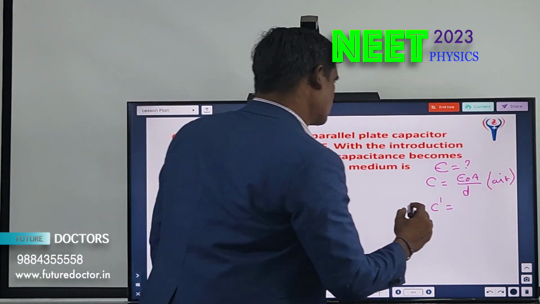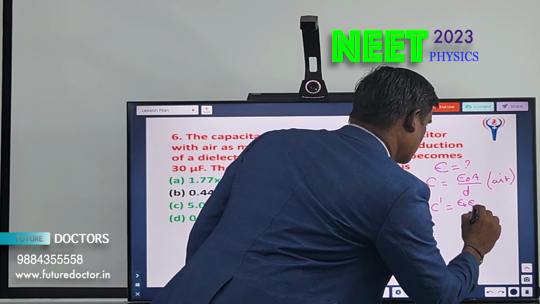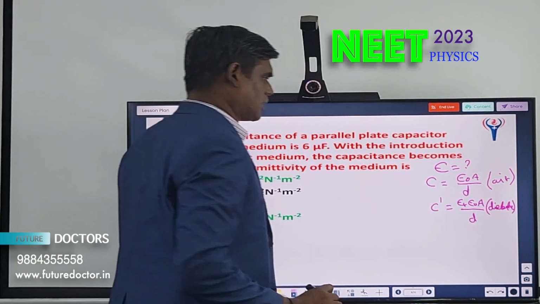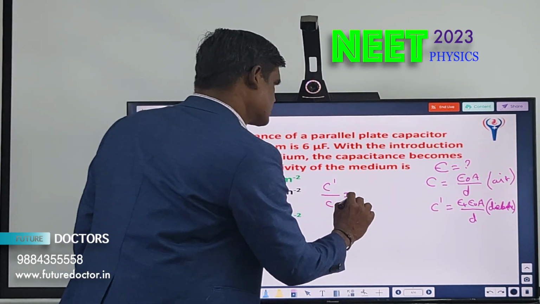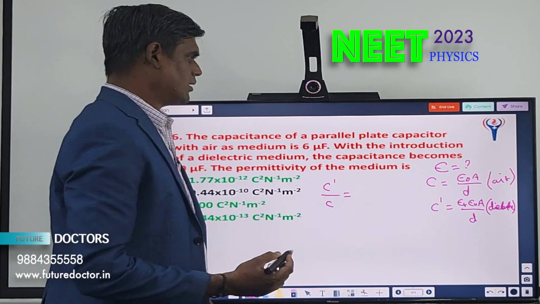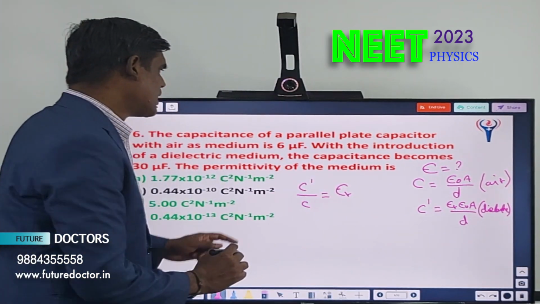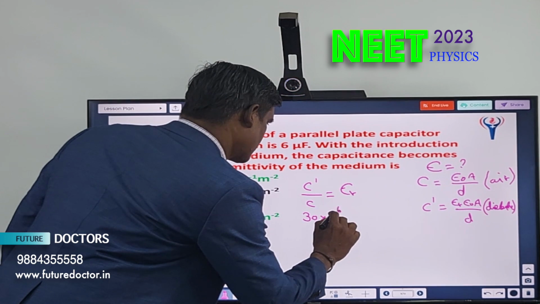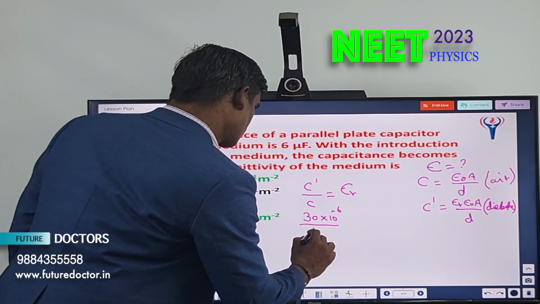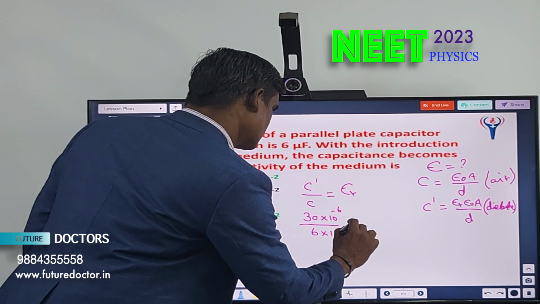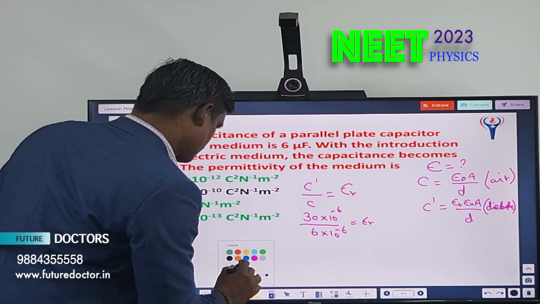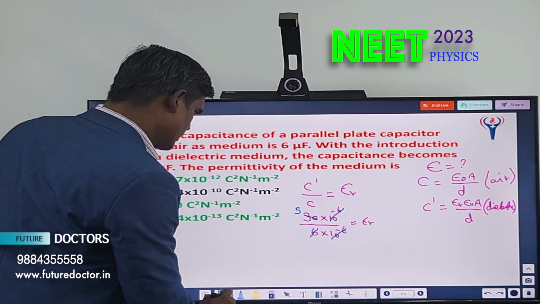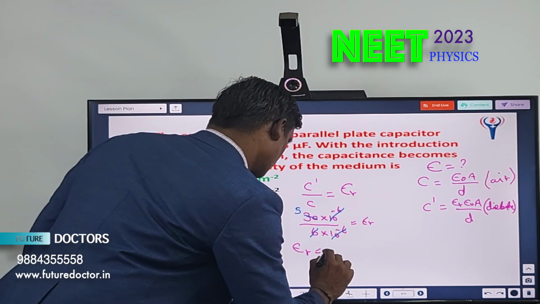That is the epsilon R. C dash equal to epsilon R epsilon naught A by D. This is for dielectric medium. Then C dash by C, epsilon naught A by D getting cancelled. Then you will get epsilon R only. C dash is given how much? C dash is 30 microfarad. 30 into 10 power minus 6 by C, which is 6 microfarad, 6 into 10 power minus 6, equal to epsilon R. Then you can cancel this. 6, 5, 30. 10 power minus 6, 10 power minus 6. From this, epsilon R equal to 5.